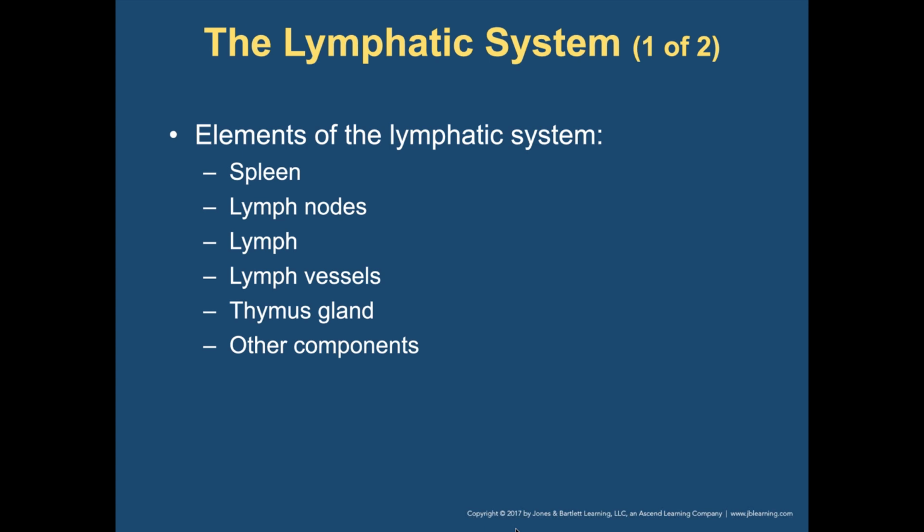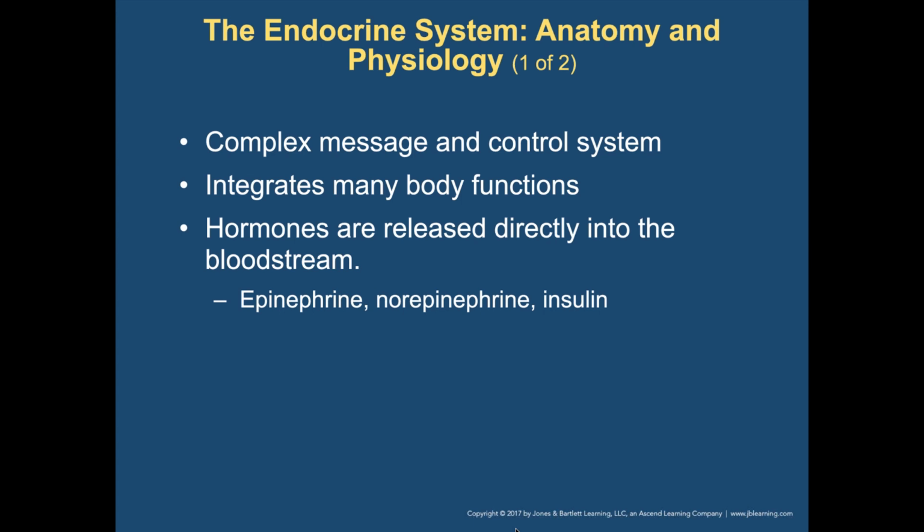So your lymphatic system, you have your spleen, lymph nodes, the lymph itself, your lymph vessels, the thymus gland, and other components. This supports the circulatory system and immune system. It basically is a filter. You have lymph nodes all over the place, and the two easiest ones to feel are underneath your jaw, a little bit in front of where the curvature of the jaw is on the sides.